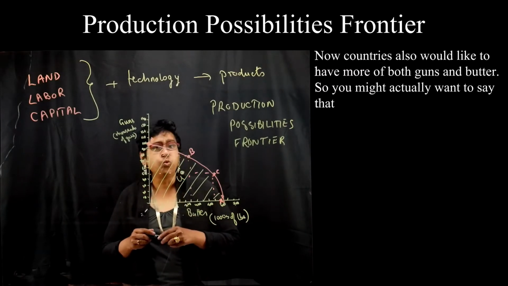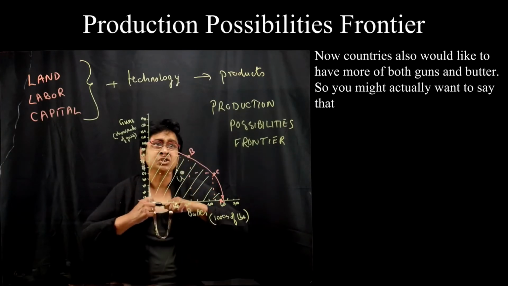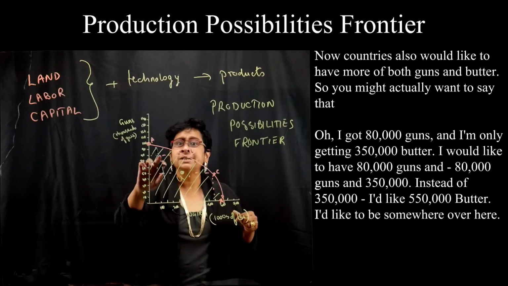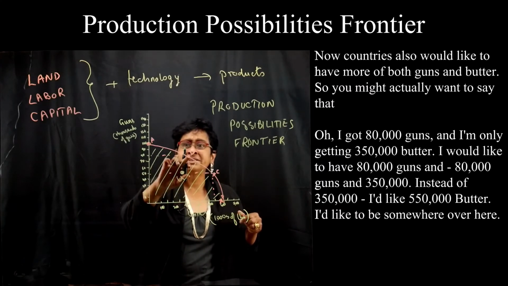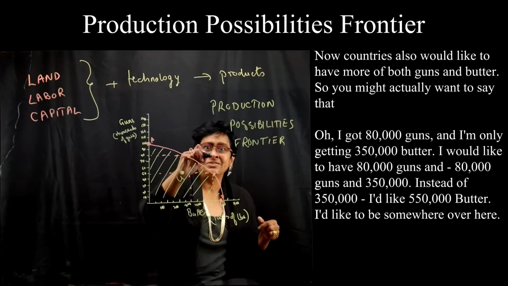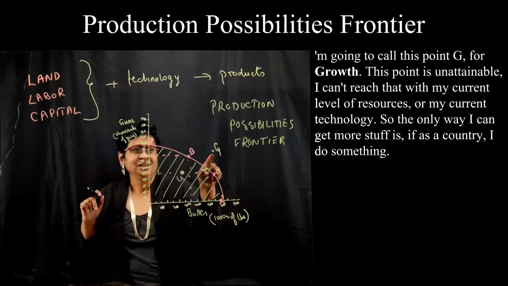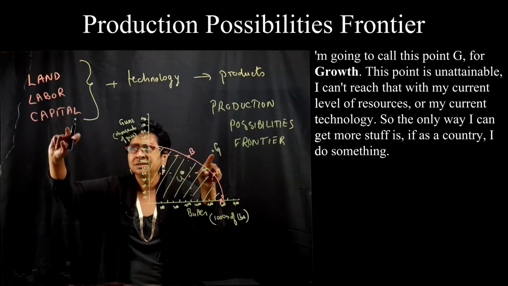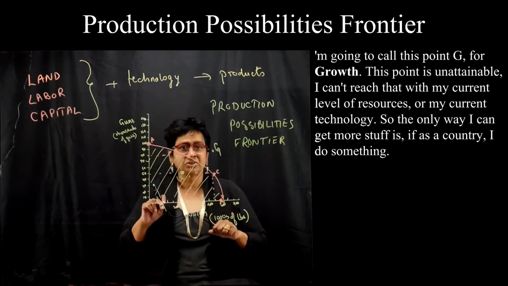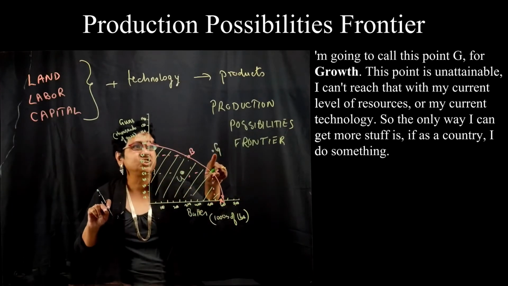Now, countries also would like to have more of both guns and butter. So you might want to say, I've got 80,000 guns and I'm only getting 350,000 butter. I would like to have 80,000 guns and 550,000 butter. I'd like to be somewhere over here. I'm going to call this point G for growth. This point is unattainable. I can't reach that with my current level of resources or my current technology. So the only way I can get more stuff is if, as a country, I do something.